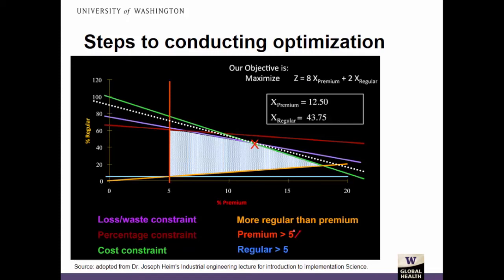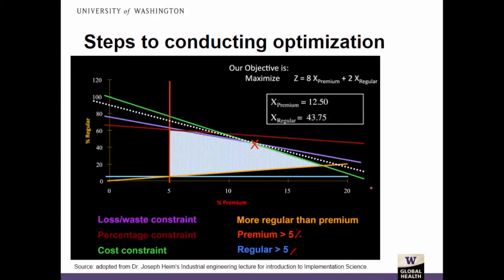And we need to create more than 5% regular. I'll draw the percents on there. So those are our constraints. More regular than premium, we have to produce more than 5% premium, and we have to produce more than 5% regular. So the first one we can call the waste constraint, which we can put on the graph, the percentage constraint, and the cost constraint all on the graph. We have to produce more premium than regular. So that's here on the graph. We have to produce more than 5% premium. That's on the graph. We have to produce more than 5% regular on the graph here.